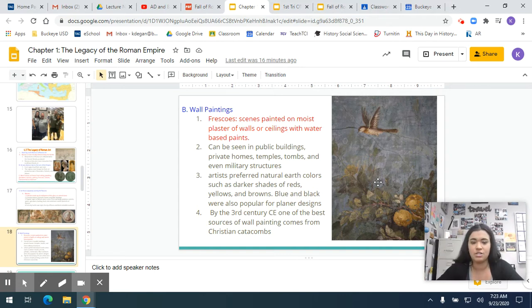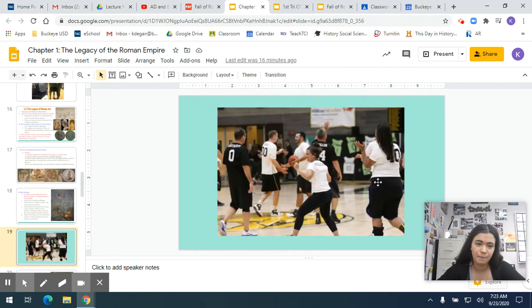And then by the 3rd century CE, one of the best sources of wall painting come from the Christian catacombs. And those you can look up if you're interested to see what they look like.